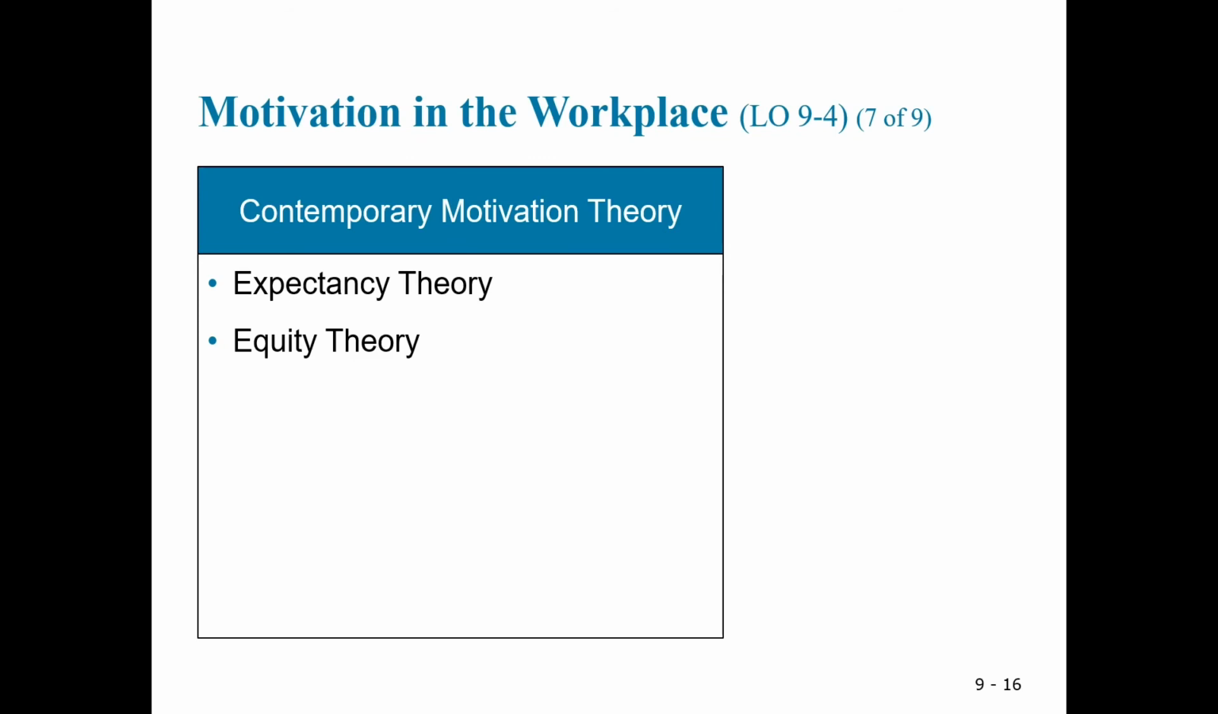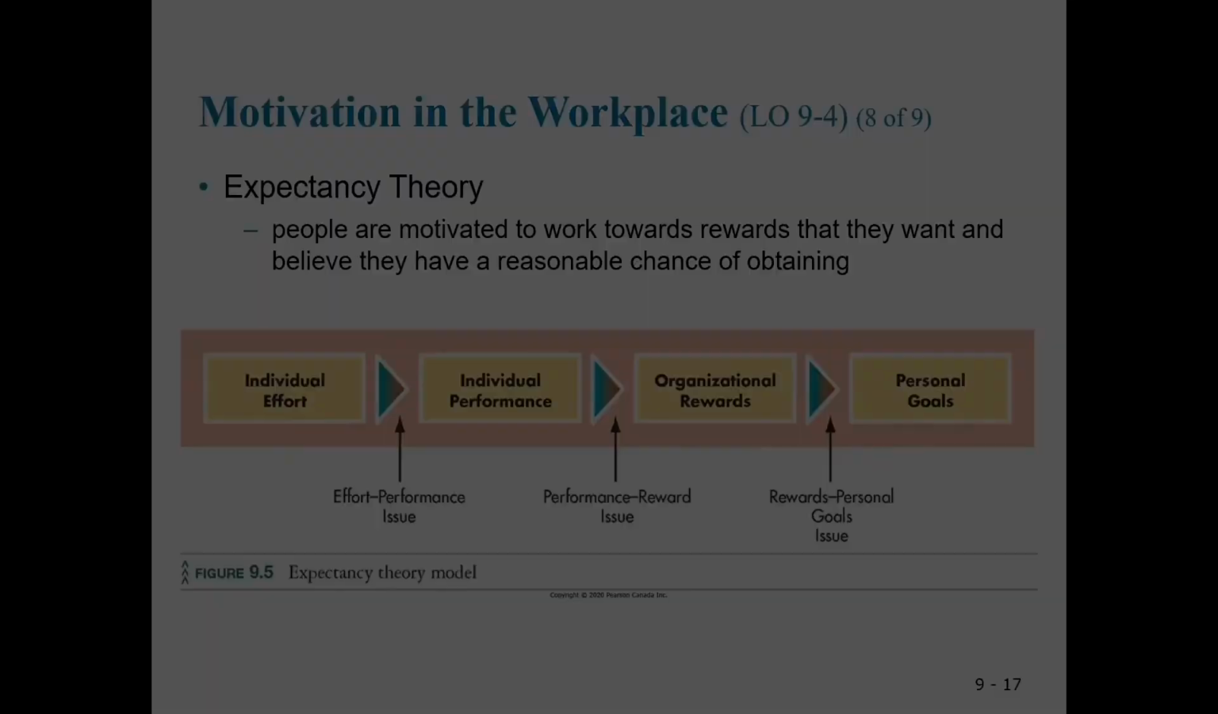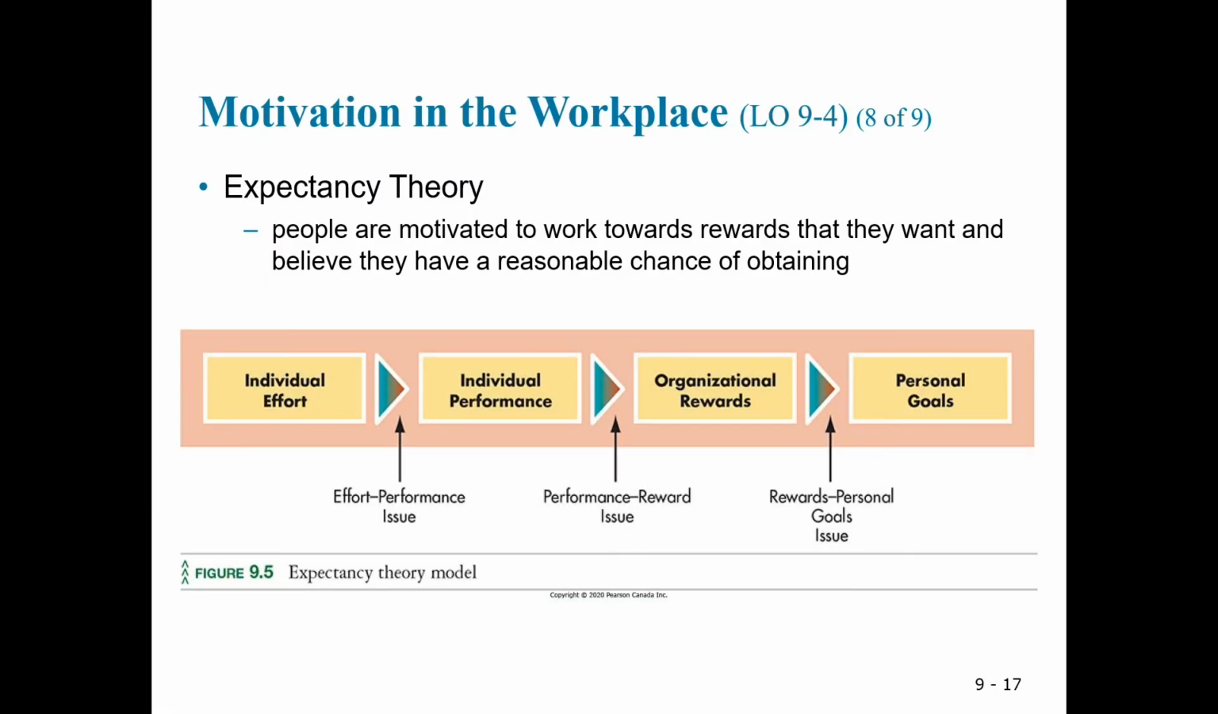Contemporary motivation theory. Recently, more complex models of employee motivation have been developed. They are expectancy theory and equity theory. 1. Expectancy theory. This theory says that people are motivated to work towards rewards that they value and believe they have a reasonable chance of attaining.